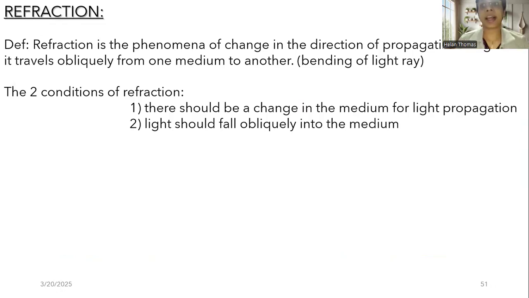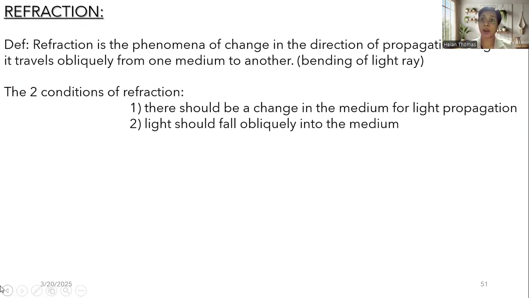Let's go for the refraction. By definition, refraction is the phenomenon of the change in the propagation of a light ray when it travels obliquely from one medium to another. In other words, when light travels obliquely from one medium to another, there will be a bending in the path of the light ray, and this phenomenon is called refraction. So the two conditions of refraction are that there should be at least two mediums, or a change in the medium for the light to propagate, and the light should fall obliquely on the medium.